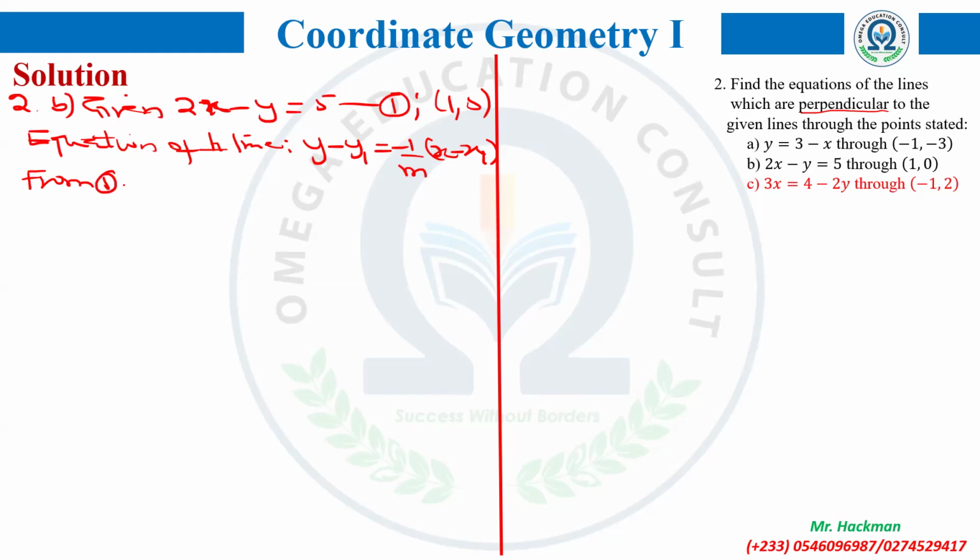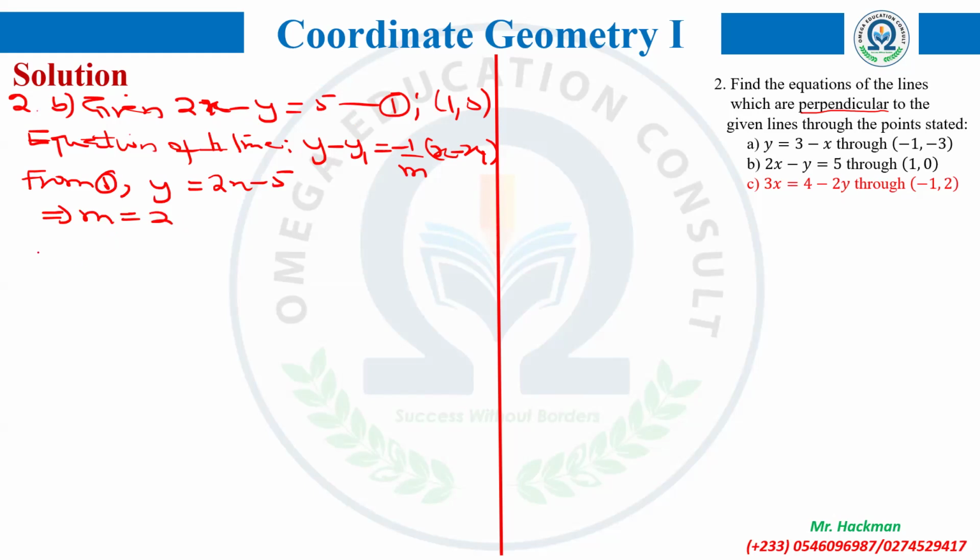So from equation 1, we make y the subject. So I'll move this one to the other side. In my mind, I've moved it to the other side. I'm bringing this one here. So y is equal to 2x minus 5. All correct? Yes. Okay, so this implies that my m will be the coefficient of x, which is 2.